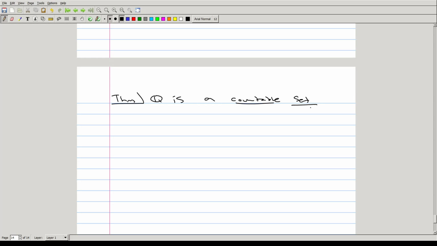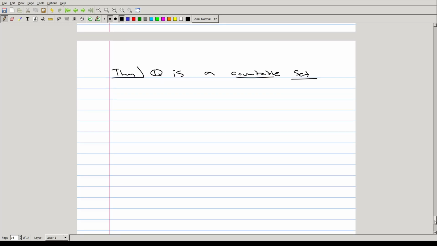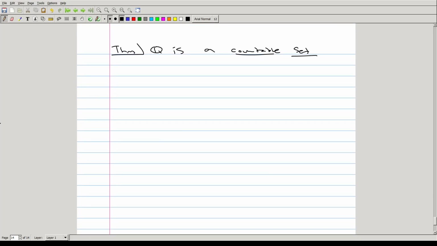And the idea here is the following, right? We have to show that there exists a bijection between the set of all rational numbers and the natural numbers N, which means that we need to be able to find a mapping that's both injective and onto, or injective and surjective.